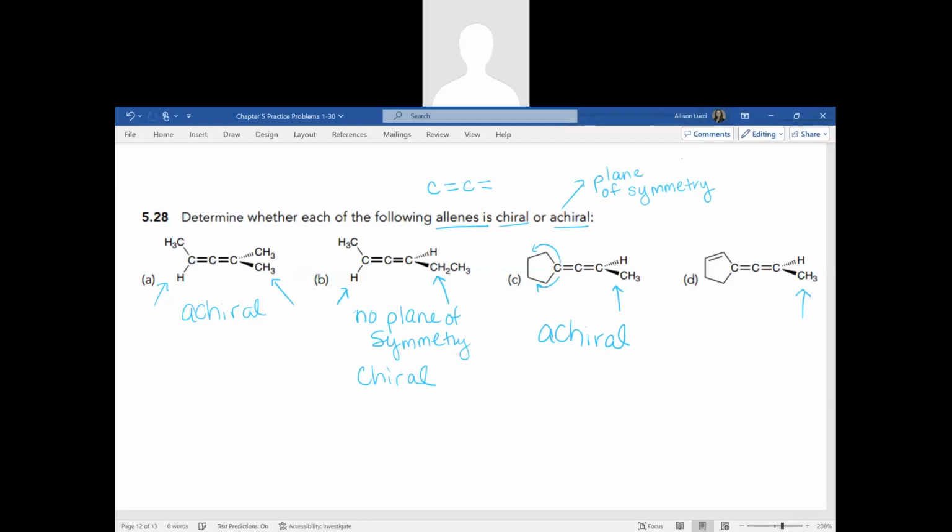And then for D, we have two different groups, definitely over here, a hydrogen and a methyl. On this side, we also have two different groups because we encounter different types of carbons as we go around the ring in different directions. So because of asymmetry imparted by the position of this double bond in our ring, this is also a chiral compound here. So we have two achiral, A and C, and then we had two chiral, B and D.